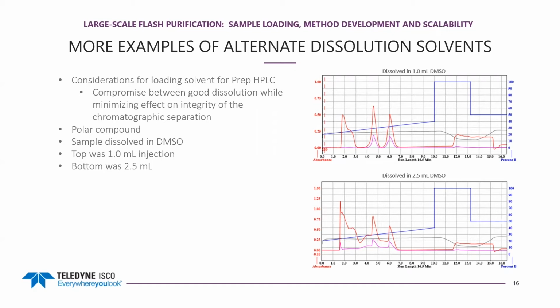However, when we try to maximize the loading and increase our sample loading to 2.5 milliliters of sample dissolved in DMSO at the same concentration, you'll see a lot more peak fronting, and we actually start to see the peaks coelute. We don't have baseline resolution. We also start to lose some of the front of the first peak to the DMSO, so it's smearing in front of that peak. That's not a satisfactory chromatogram, and it's not going to be a good purification for us.